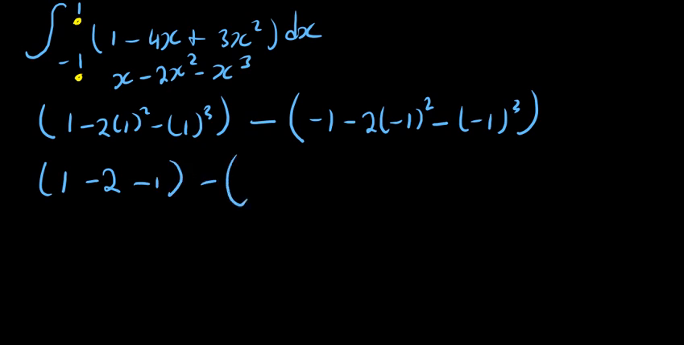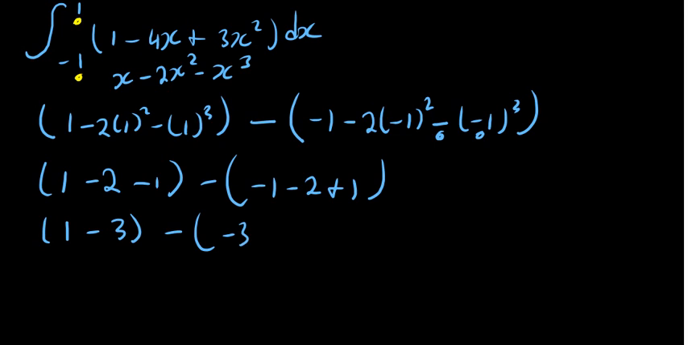Negative 1 squared is 1. Multiplied by 2, we're going to have minus 2. Negative 1 raised to the power 3 is negative 1. So this negative multiplied by this negative, we get a positive 1 right there. If we take it step by step, we have minus 3 right there, minus, we have minus 3 plus 1.